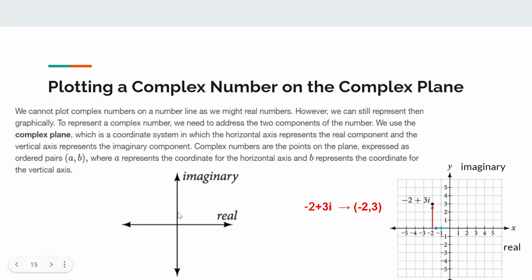Complex numbers are the points on the plane expressed as an ordered pair (a, b), where a represents the coordinate on the horizontal axis and b represents the coordinate on the vertical axis. If you look at this example, negative 2 plus 3i, we'll notice that the real part, the horizontal line, is negative 2, and then the 3i belongs to the vertical part, the imaginary part. So we'll just put it at negative 2 and then go up 3. So this is how we plot a complex number on the complex plane.